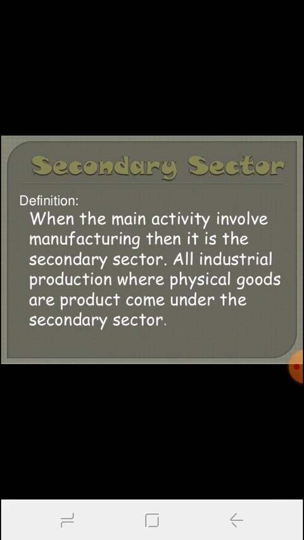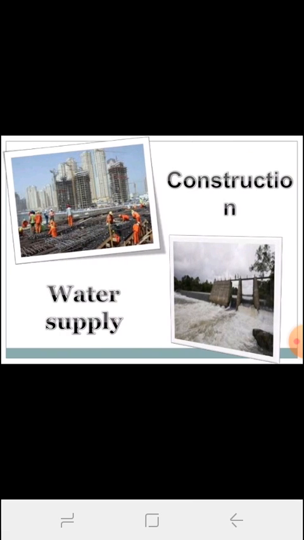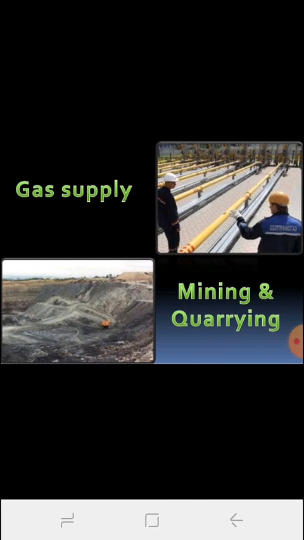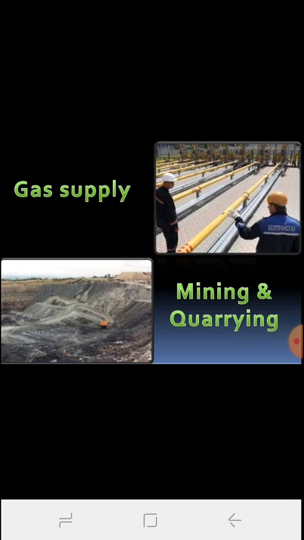Now we come to the secondary sector. When the main activity involves manufacturing, then it is the secondary sector. All industrial products where physical goods are produced come under the secondary sector. Examples of secondary sector: manufacturing, electricity, construction, water supply, gas supply, mining and quarrying, steel making process. These are the examples of the secondary sector.